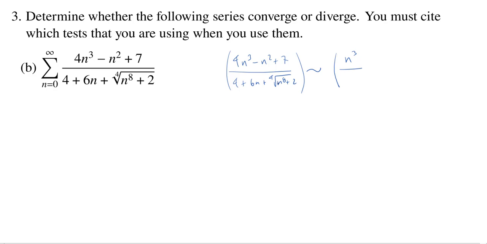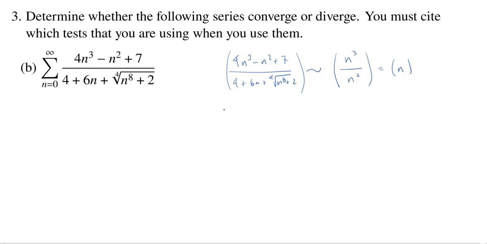The fourth root of n to the 8th is the same as n squared, and that's definitely going to be bigger than the n, so I'm going to put an n squared here. And of course, n cubed over n squared is just n. So my claim, and we'll have to prove this, is that the underlying sequence for our series is asymptotically equivalent to the sequence n. Because we know that the series for n diverges, this original series is going to diverge.